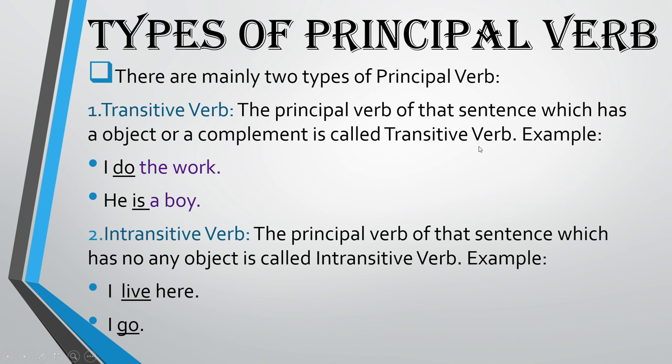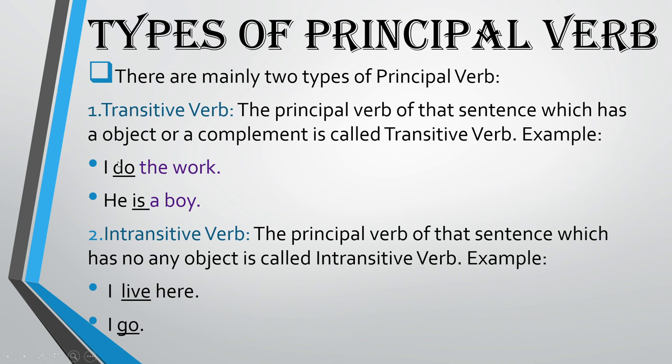We know about the complement and the object. What is an object? Basically, an object is a noun which is situated in a sentence after the verb. And "a boy" is a complement, right? "A boy" is "he", and "he" is "a boy". He and a boy are the same, so the last "a boy" is not an object, it is a complement.